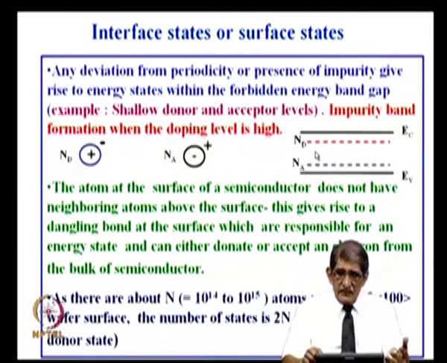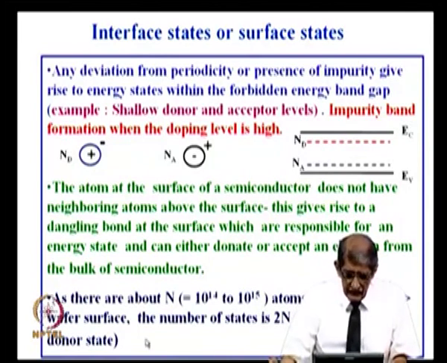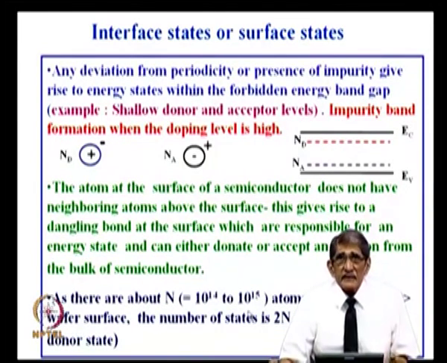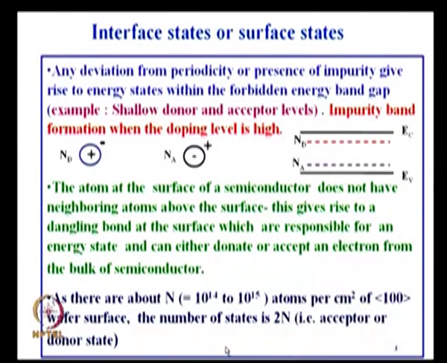or closer to the conduction band. Now, one more thing that I want to point out is there are about 10 to the power of 14 to 10 to the power of 15 atoms per centimeter square on silicon. That means a large number of atoms are there.